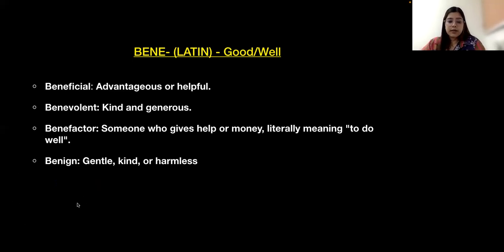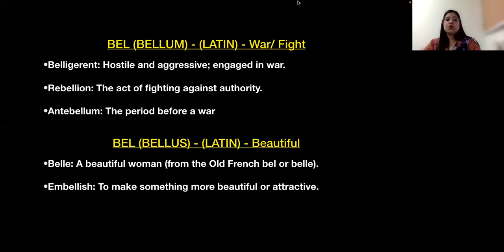Moving on to the next root word. You can take screenshots if you feel like you won't be able to note everything, because we have to cover at least 28, 29 root words. So please go ahead and take screenshots if you want. Next, root word bell. Now, bell ke do origins hain.